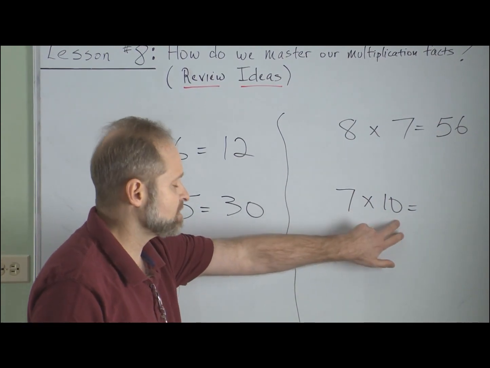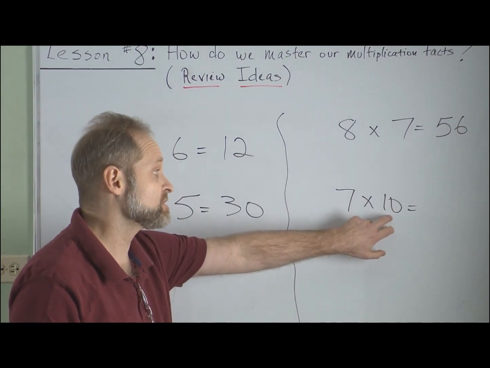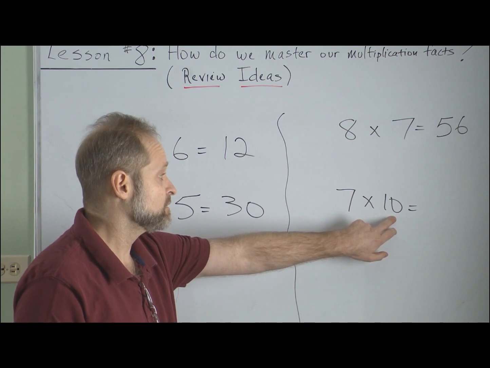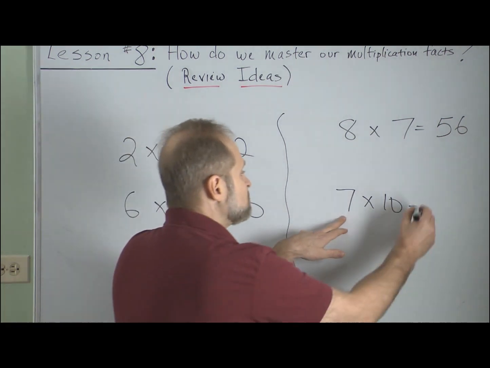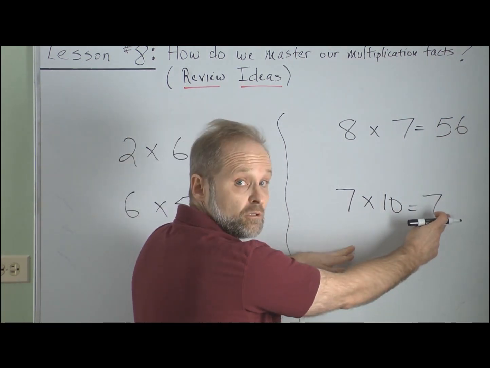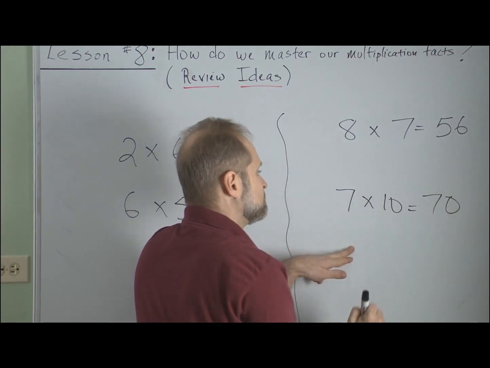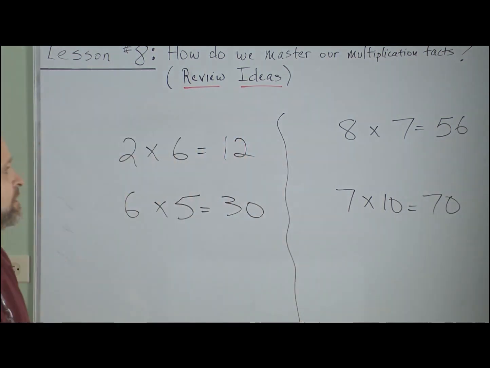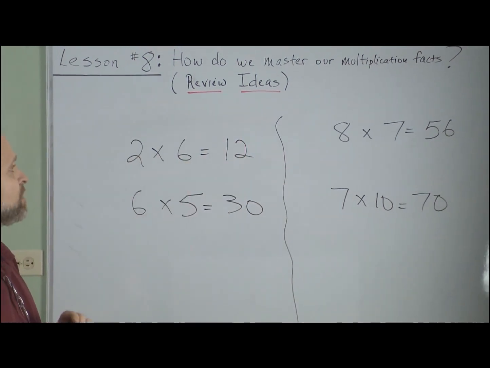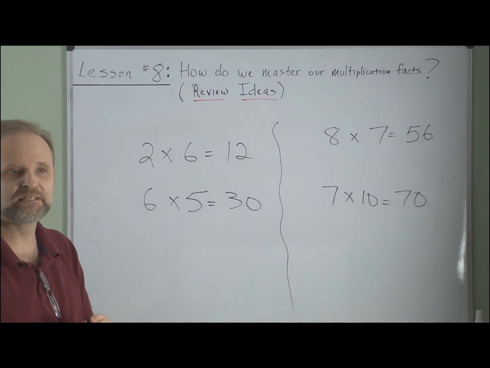Last one, 7 times 10. Well, I'd much rather skip count by 10s. That makes it easy. I'm going to write down my 7. And at the end, what do we put? 0. All right, so that's a review of 6s and 7s.